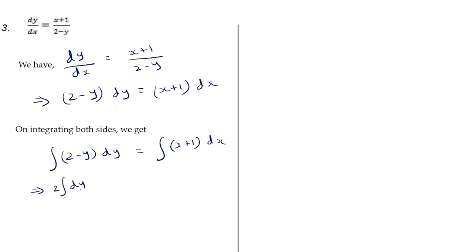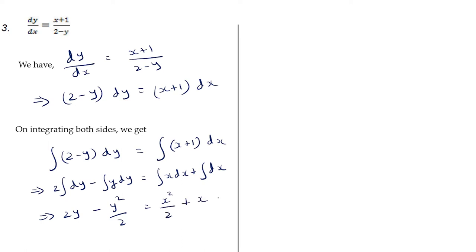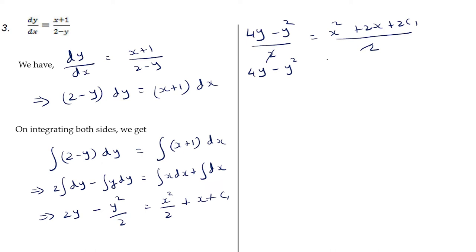So it is 2 times integral dy minus integral y dy equal to integral x dx plus integral dx. Integral dy is y, integral y dy is y square by 2, equal to integral x dx is x square by 2, integral dx is x, plus, let us say, c1. Now let us take LCM on both sides. 4y minus y square by 2 equal to x square plus 2x plus 2c1 by 2. These two 2's will get cancelled. We get 4y minus y square equal to x square plus 2x plus 2c1.